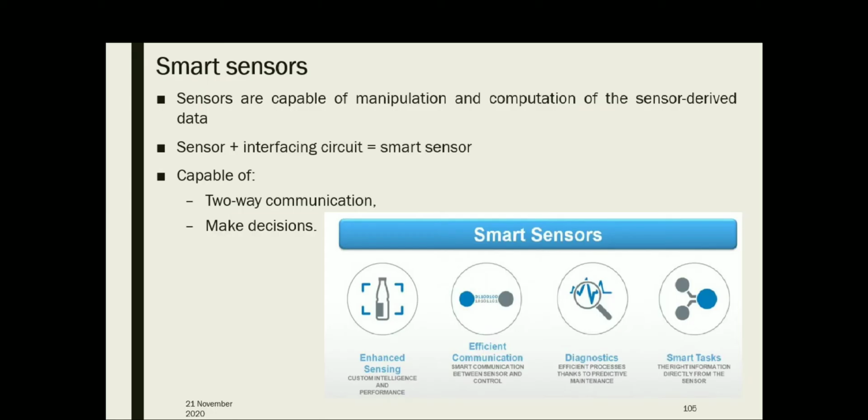Everyone, welcome back to the Distributed Generation and Smart Grid lecture series. Here we are going to discuss the smart sensors.